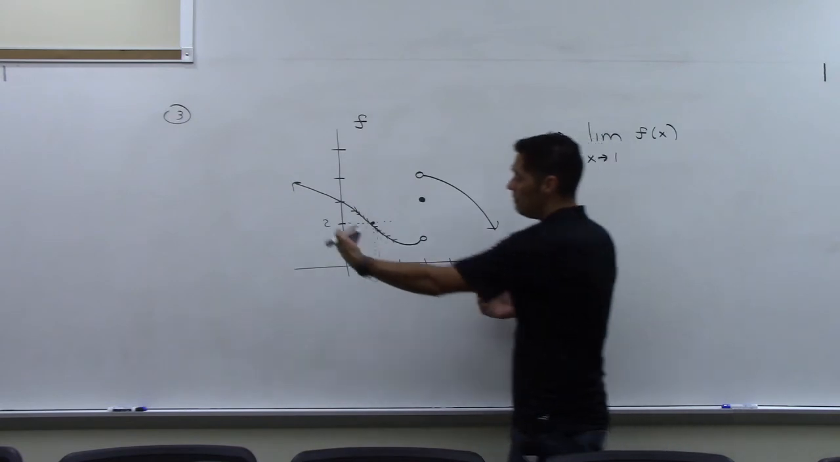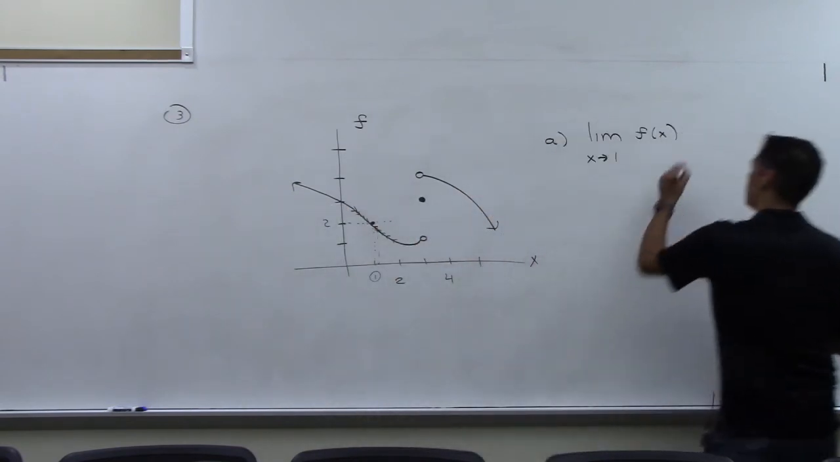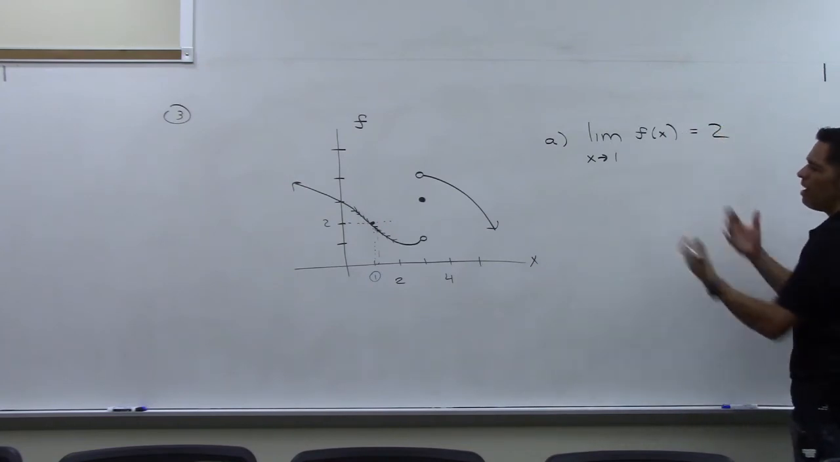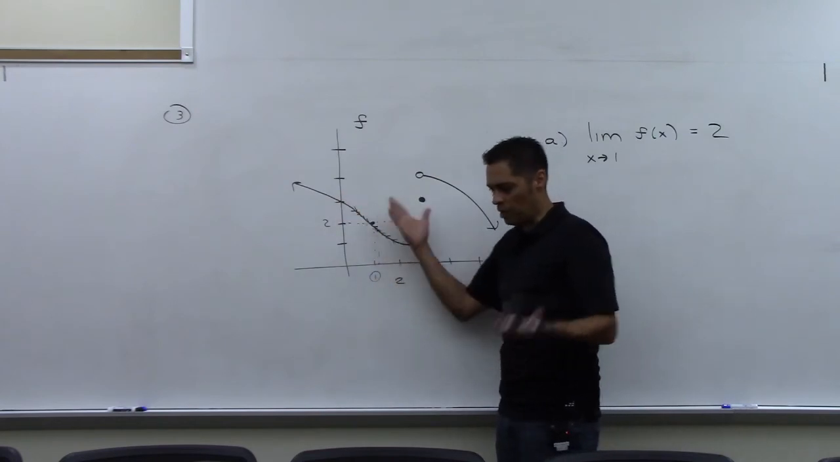So from the left side, it's getting close to 2. From the right side, it's getting close to 2. So the answer to this is just 2. That's somewhat obvious because there's nothing interesting happening at x equals 1. It's just a nice smooth curve.